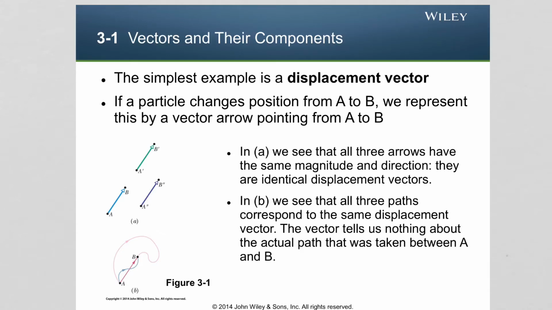The simplest example of a vector quantity is the displacement vector. So if a particle changes position from point A to point B in space, we represent this by a vector arrow pointing from A to B. So a particle displaces from A to B, and so the direction of the displacement is given by the arrow indicated in the drawing.